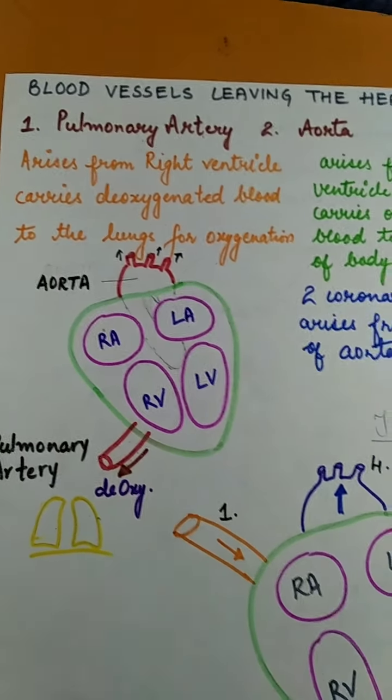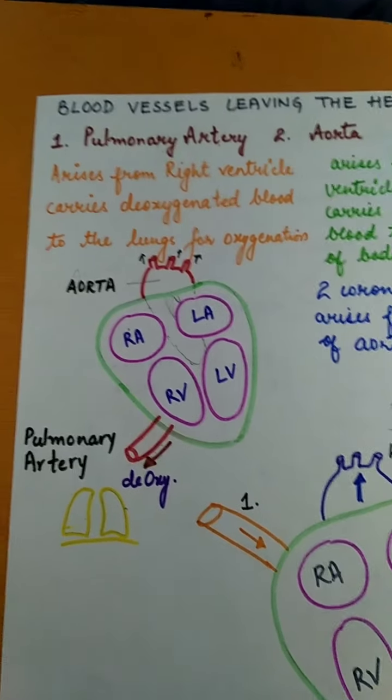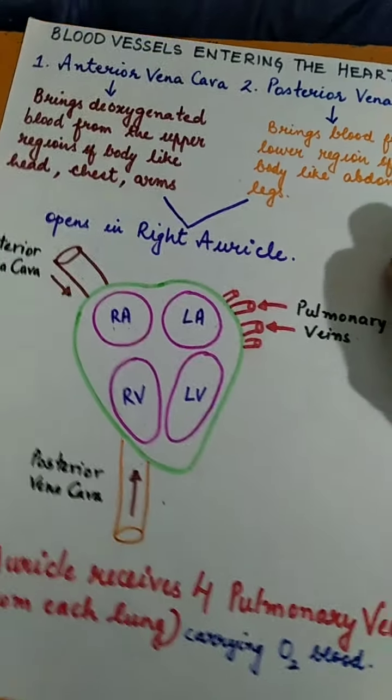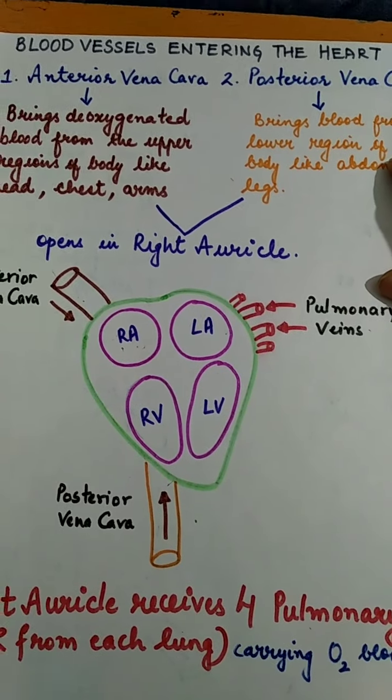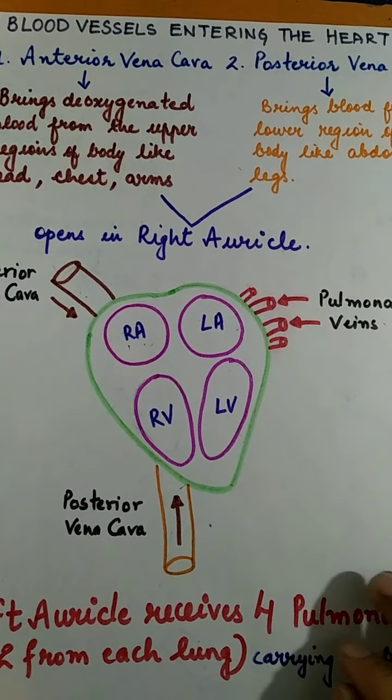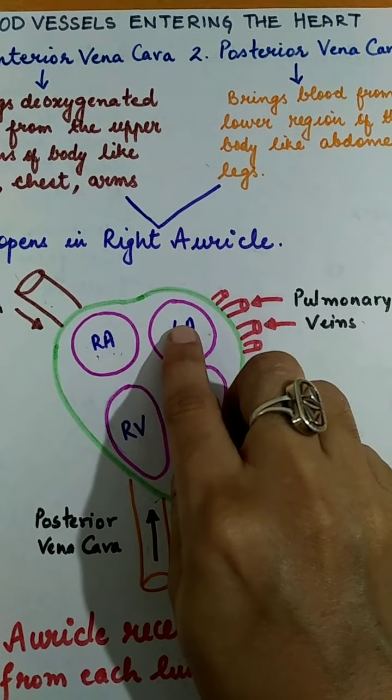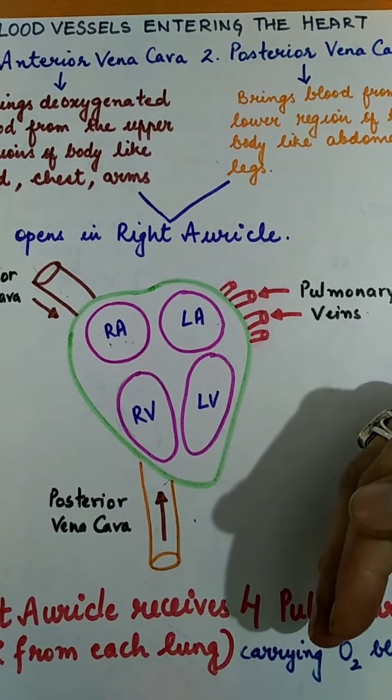Now we talk about the blood vessels that enter and leave the heart. First of all, the blood vessels that enter the heart. We have read that the upper auricles, the right and left auricles, receive the blood from the body.